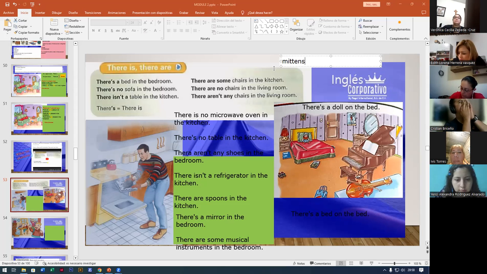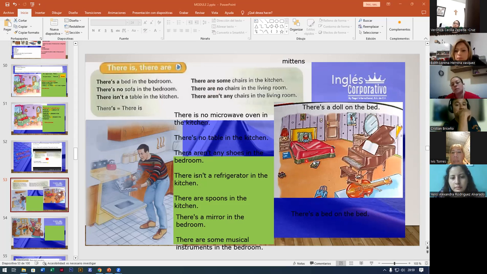O sea que cuando se ocupa el there are, no se especifica una cantidad. It's possible. Es posible que sí se pueda utilizar. Puedo decir también, for example, there are pictures. You can say there are two pictures in the bedroom, because you can observe one and two. It's possible you can use a specific or general. Si va a decir que hay tres instrumentos de música: there are three musical instruments.